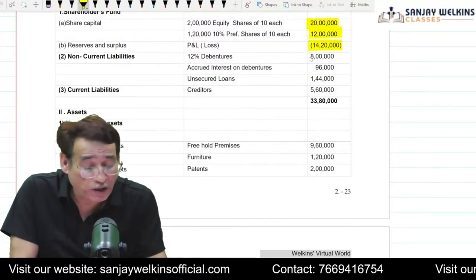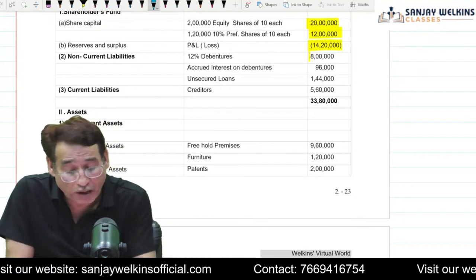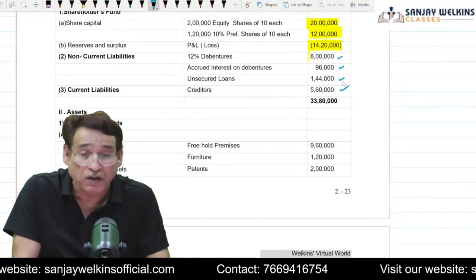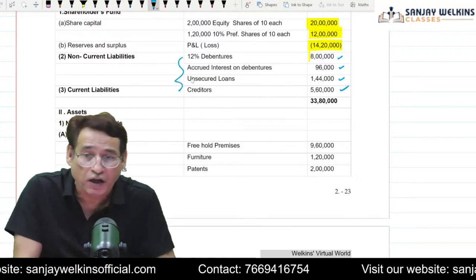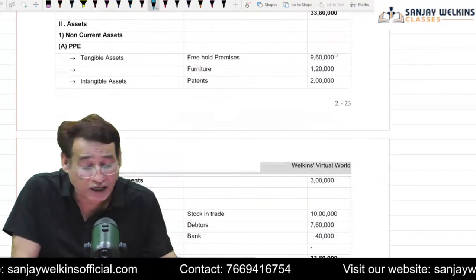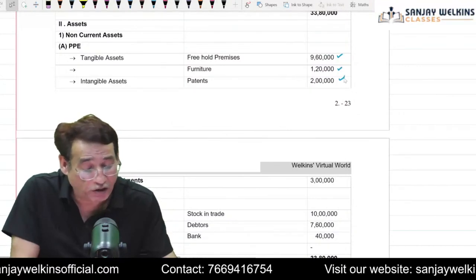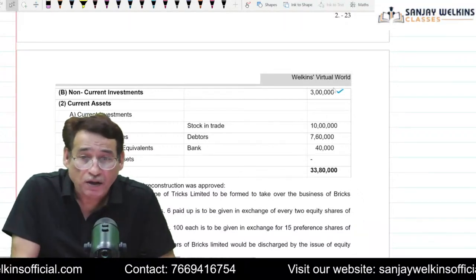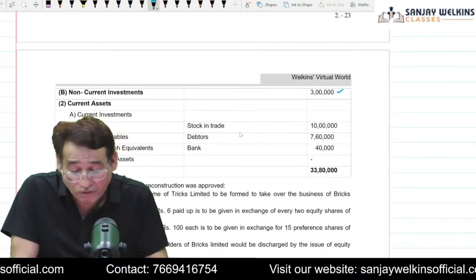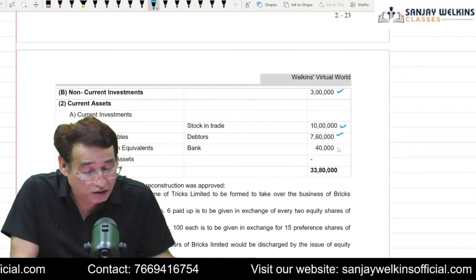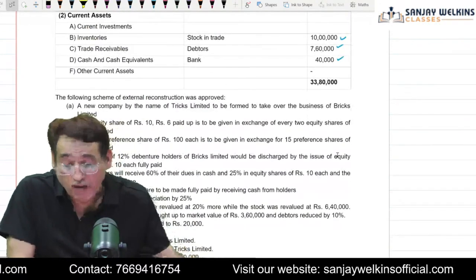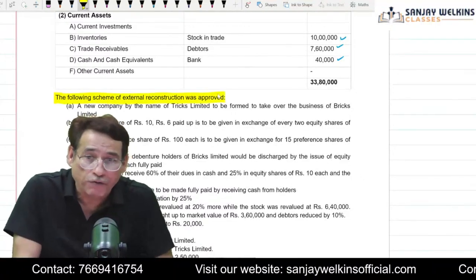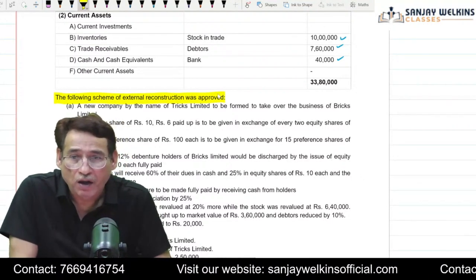Now, as far as current liabilities are concerned, we come across here 12% debenture, accrued interest, unsecured loan and creditors. These are the four liabilities which we are coming across. Is it clear to you? Besides that, we have got freehold premises, furniture, patents and then non-current investments. Is it clear to you? And then we are being given stock in trade, debtors and bank balance. Further, it is given the following scheme of external reconstruction was approved. Is it clear to you or not?